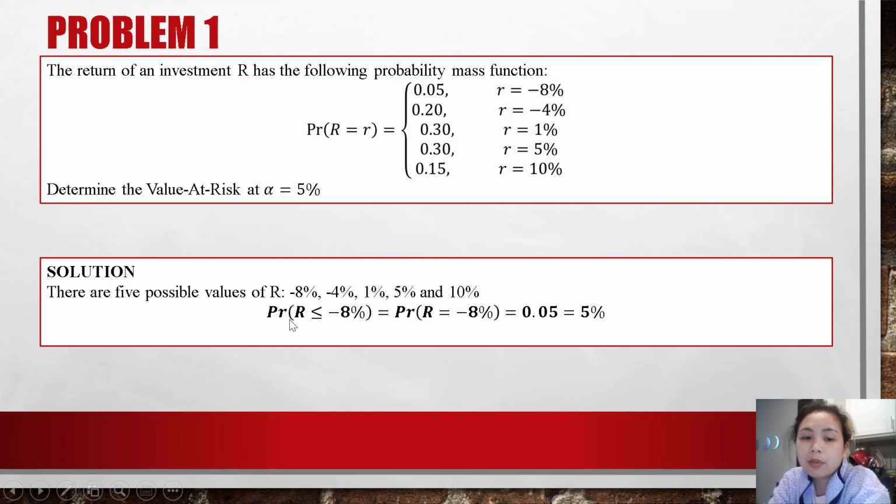So basically, the probability that R is less than or equal to negative 8% is 5%, which means the value at risk at 5% is negative 8%. So the answer is negative 8%.